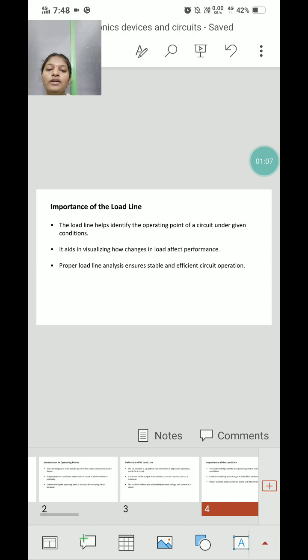Next, we can go through the importance of the load line. The load line helps to identify the operating point of a circuit under given conditions. It aids in visualizing how changes in load affect performance. Proper load line analysis ensures stable and efficient circuit operation.